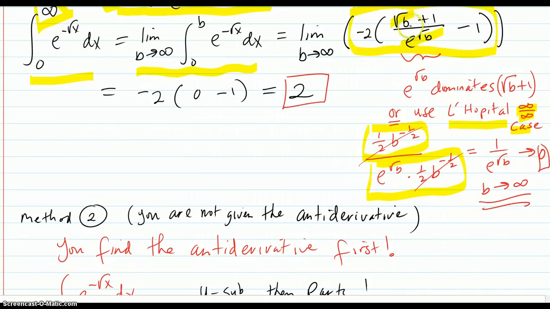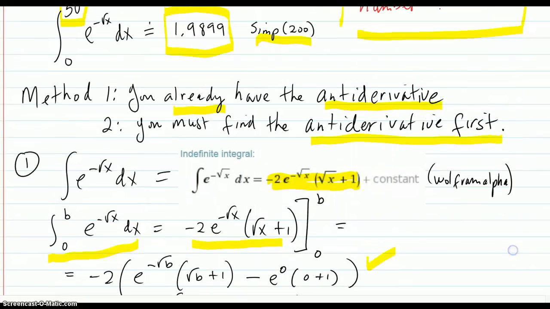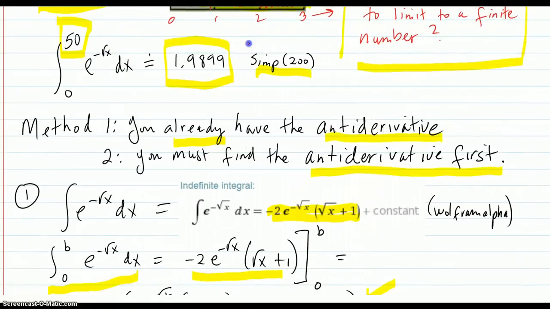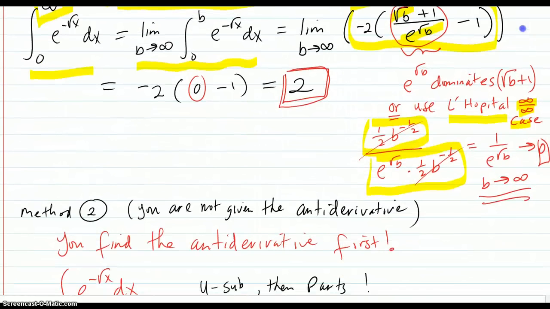Okay, so knowing that this part right here goes to 0, then that's just your 0 here. And so the whole thing goes to 2. And that did verify out with our Simpson up here, 1.9899. So apparently it does creep up, but it slams into a wall at 2 and limits out to 2. So that's all looking good so far.